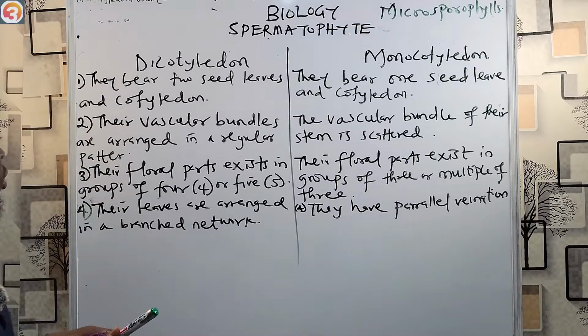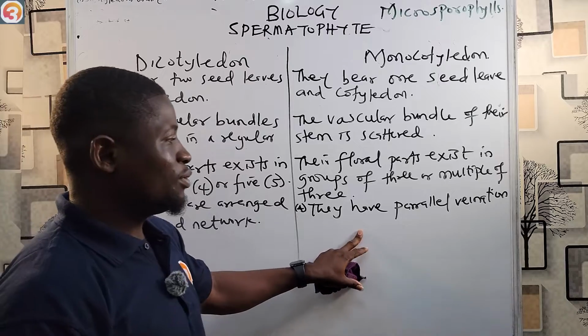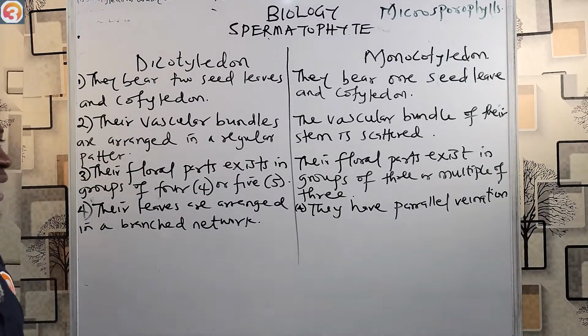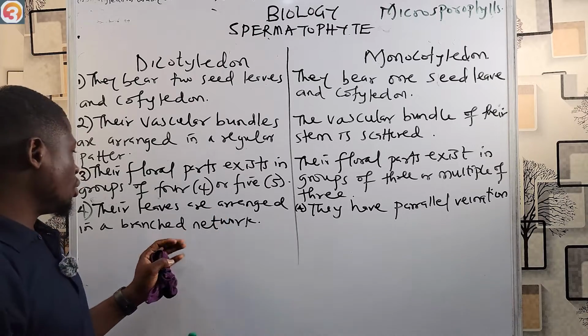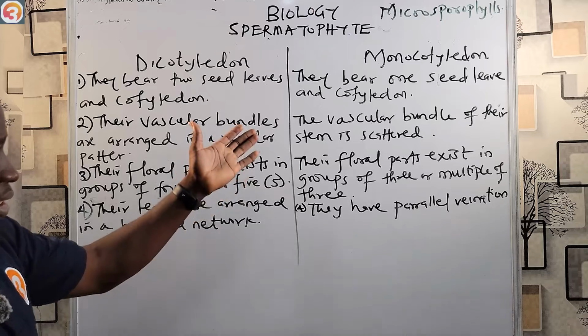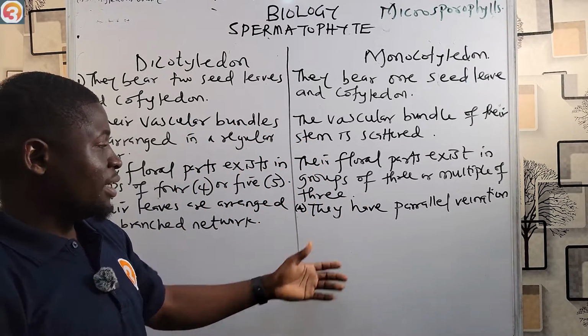This, right? So this one, their leaves are arranged in a what? In a branched network. Okay, this one, their leaves have what? Parallel venation. Okay, in a parallel manner. Their leaves are arranged in a parallel manner. This one, what? They are arranged in a branched network. Okay, so I talked about their seed, their stem, the flowers, and the leaves.